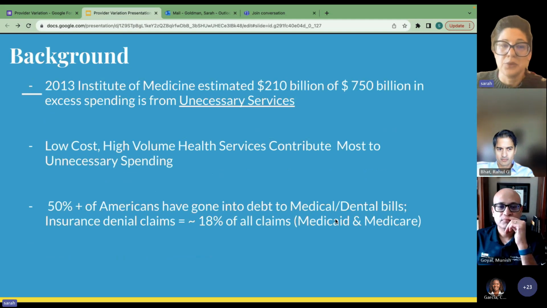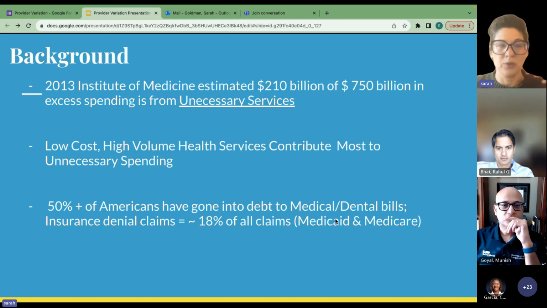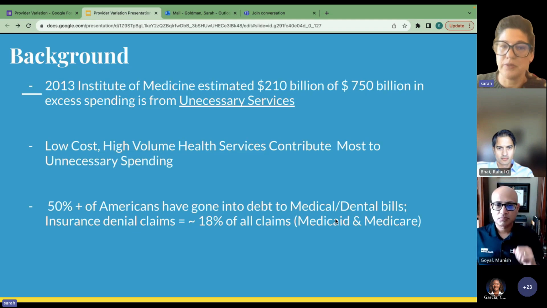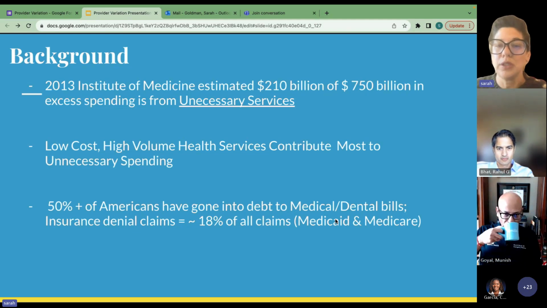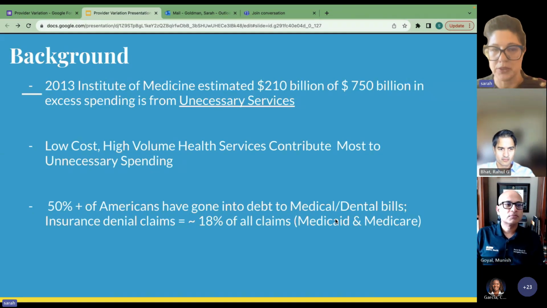Now, why does this actually matter? I've already talked about costs and harm. So this statistic is old, so you can imagine it's actually much higher now, but we all know that in this country, we spend a lot of money on care, and relative to other places, we have poor outcomes. So in 2013, the Institute of Medicine estimated that about $210 billion of the $750 billion in waste is from unnecessary services, right? So we know that that number is a lot higher now.